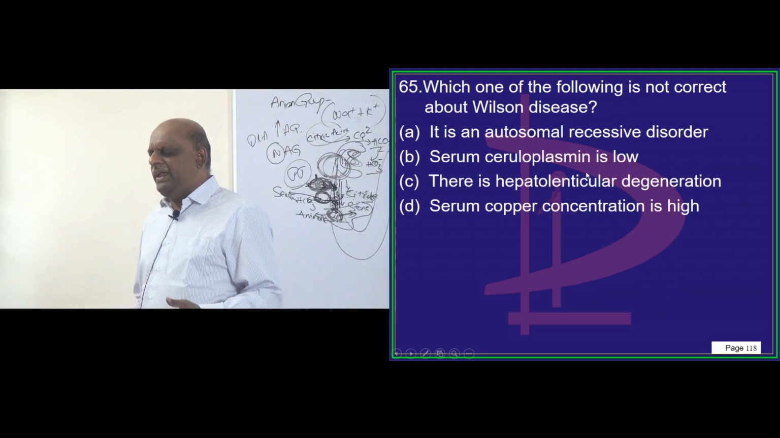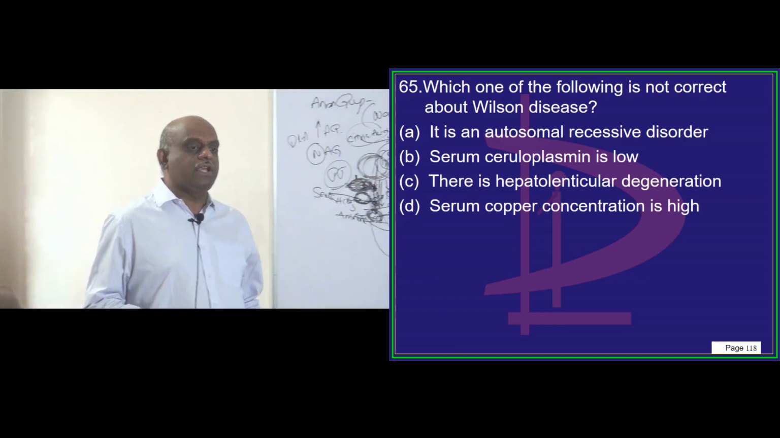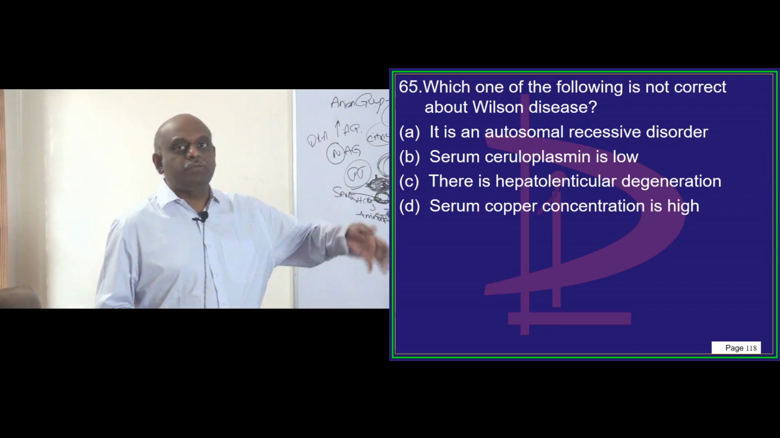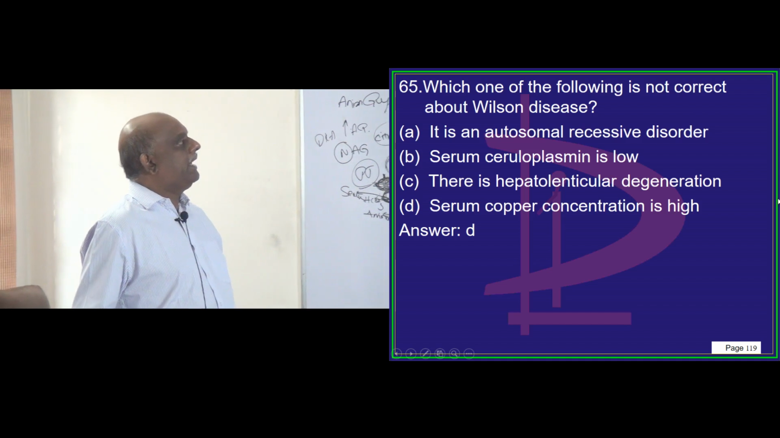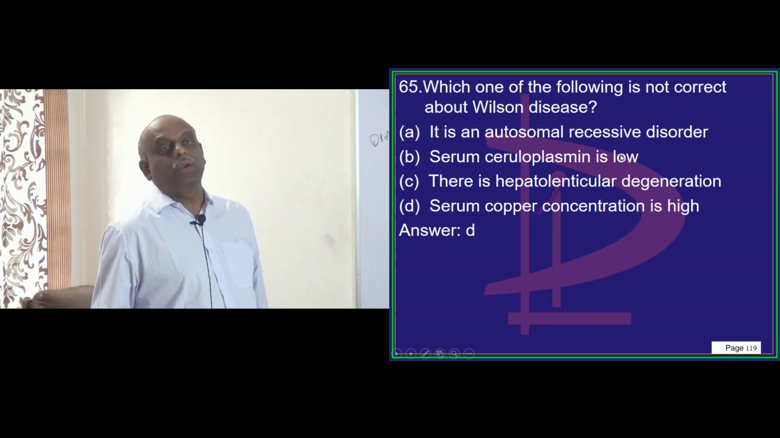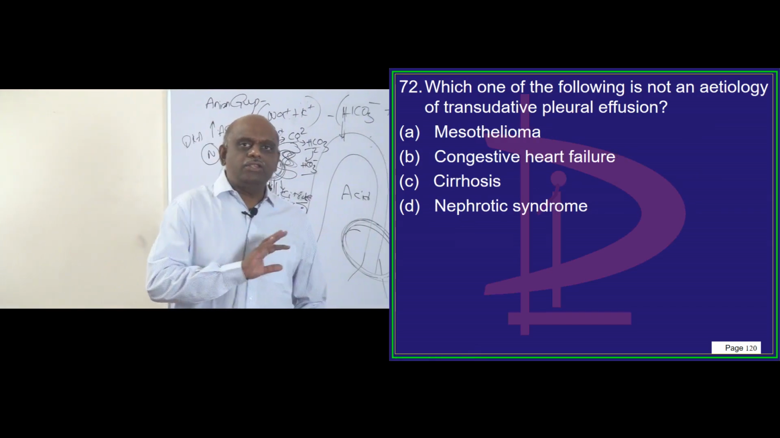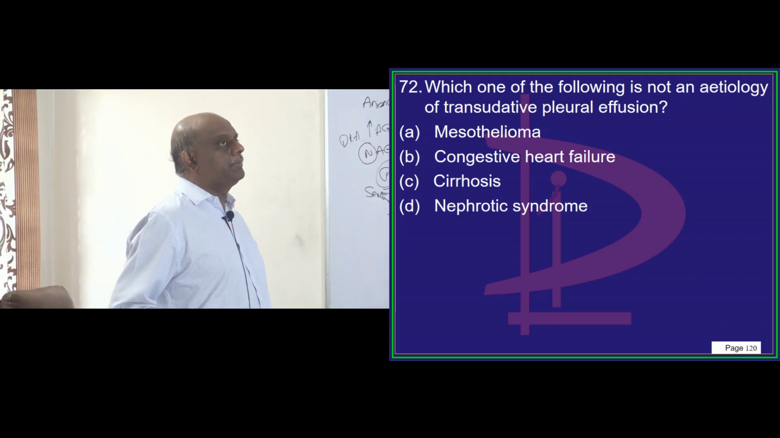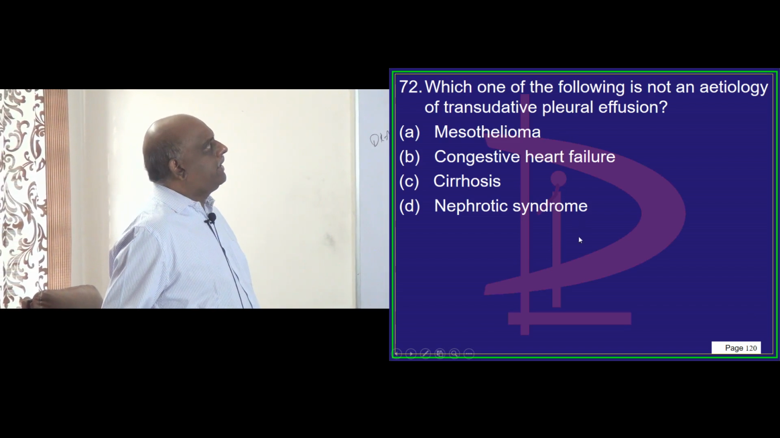Wilson's disease may confuse you, don't get confused. Ceruloplasmin levels are low, urinary copper levels are high, plasma copper levels are low. That's what you need to basically remember. So there is hepatolenticular degeneration, serum ceruloplasmin low, it is autosomal recessive. You see all these as transudative pleural effusion, but what is not transudative?